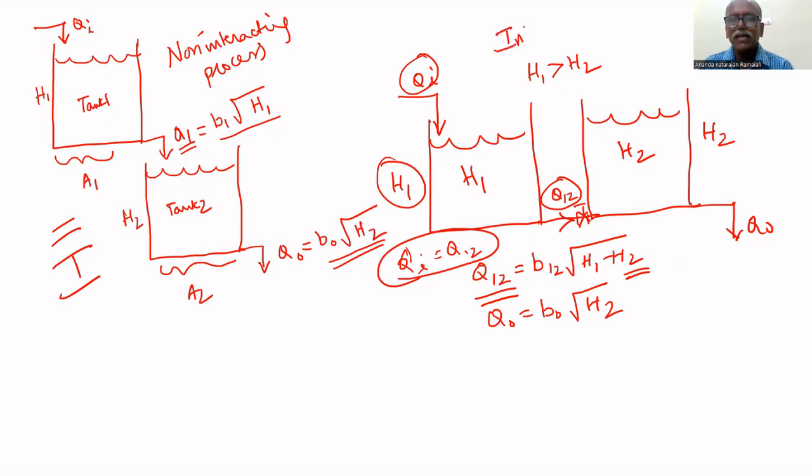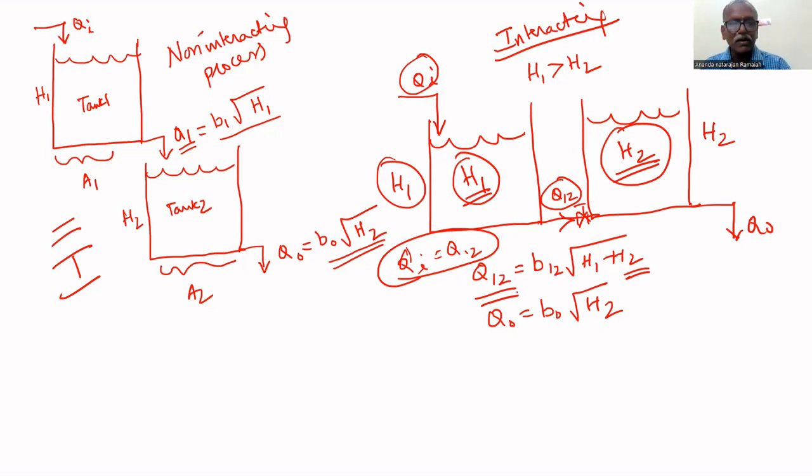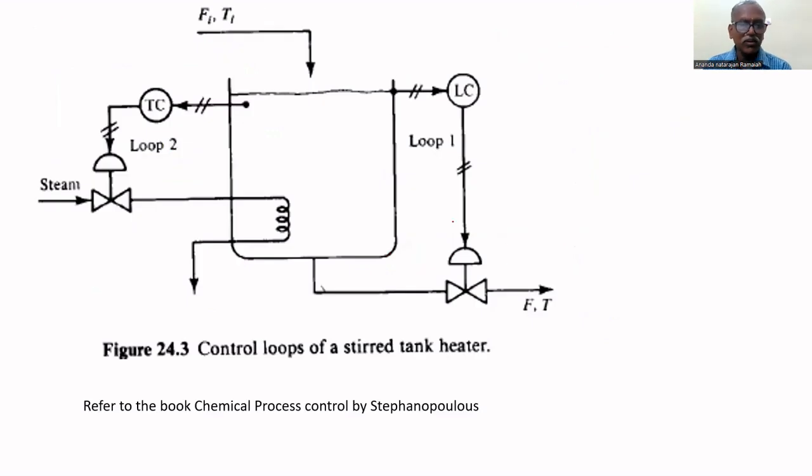But here, it is an interacting level process. Any change in H2 will affect H1, and any change in H1 will affect H2. Yes, that also will change the inflow rate. That's why these two are called an interacting level process.